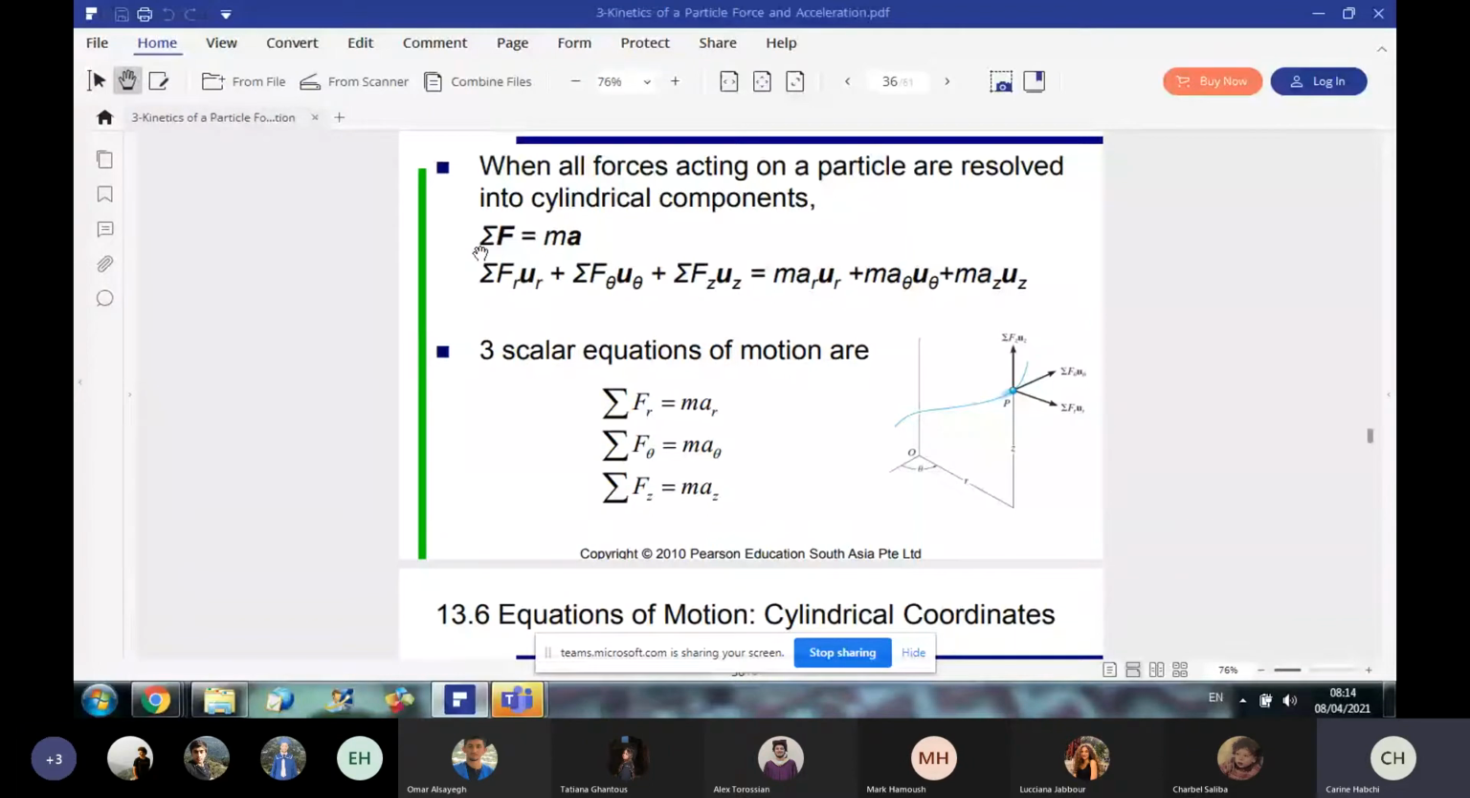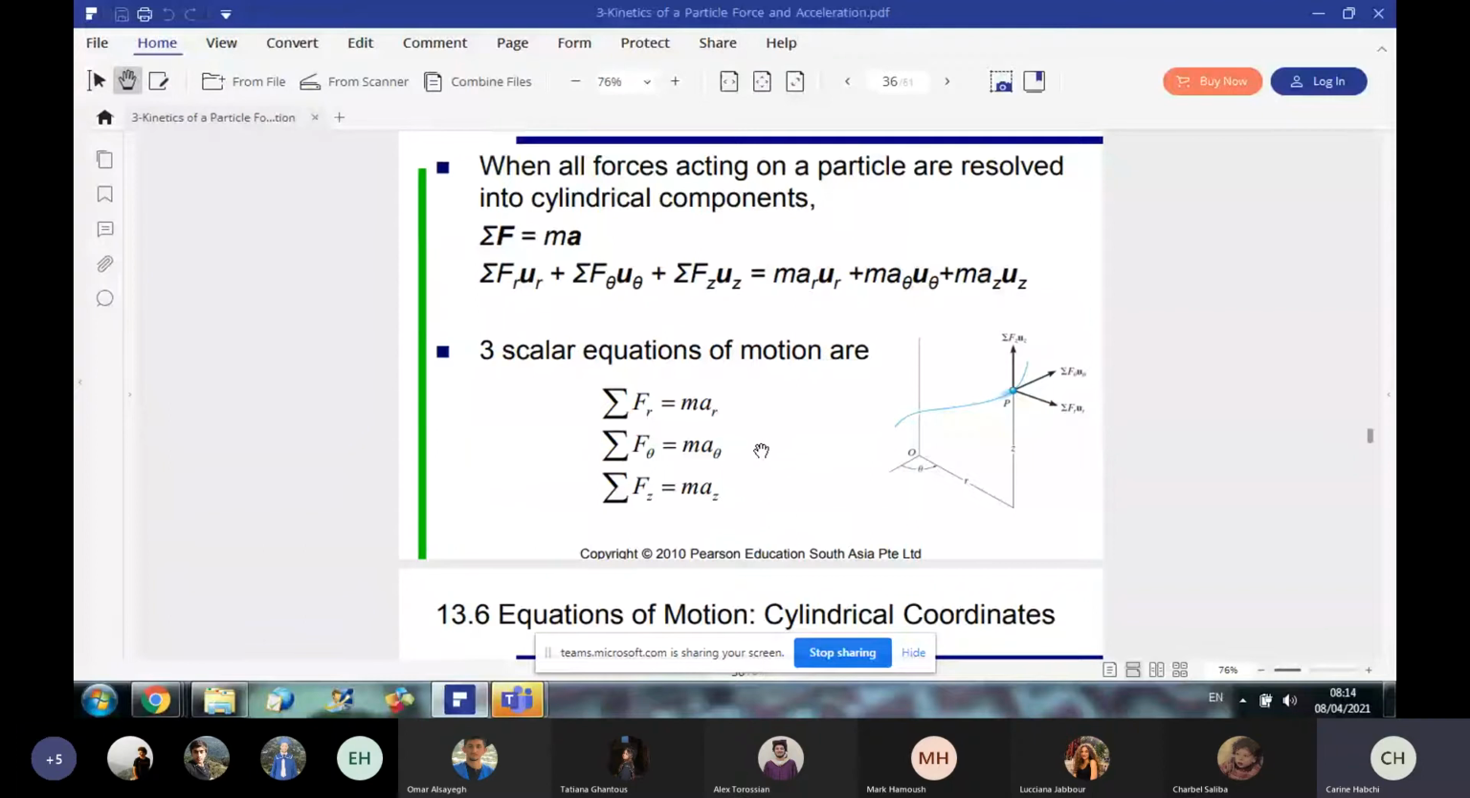So we know that sum of forces equal ma is a vectorial relation. And if we work in cylindrical coordinates, then we can write the sum of forces vector as sum of F_r u_r plus sum of F_theta u_theta plus sum of F_z u_z. And we know also that the acceleration vector can be written into components of u_r, u_theta, u_z. So by doing comparison along u_r, u_theta, u_z, we obtain the three scalar equations of motion in cylindrical coordinates. Sum of F_r equals m a_r, sum of F_theta equals m a_theta, and sum of F_z equals m a_z.